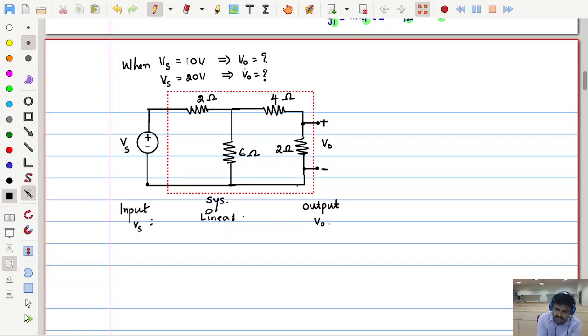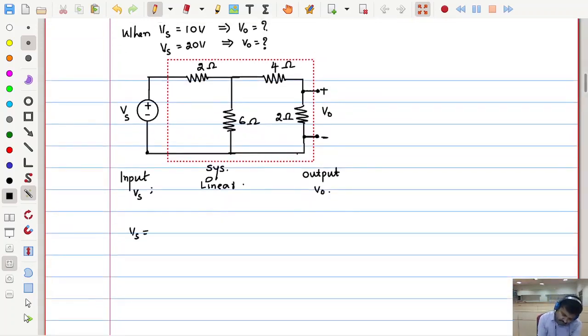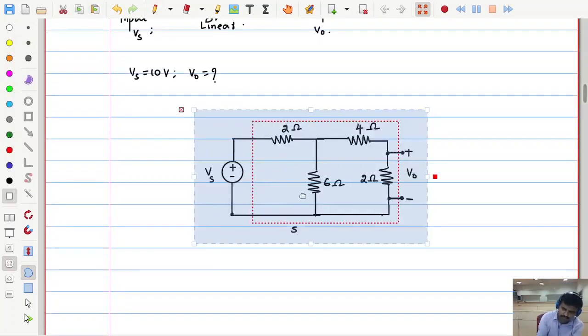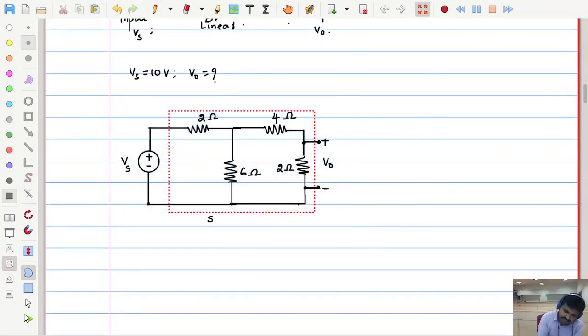So if Vs is equal to 10, how much is V0? Let us see this case one. If Vs is equal to 10 volts, what is V0? Let us quickly calculate this. For which let me take this diagram again. How can we calculate V0? You can do it in many ways. I am using simple nodal analysis, or you can go with mesh analysis also. It's your wish. Whichever is simpler, you go for that.